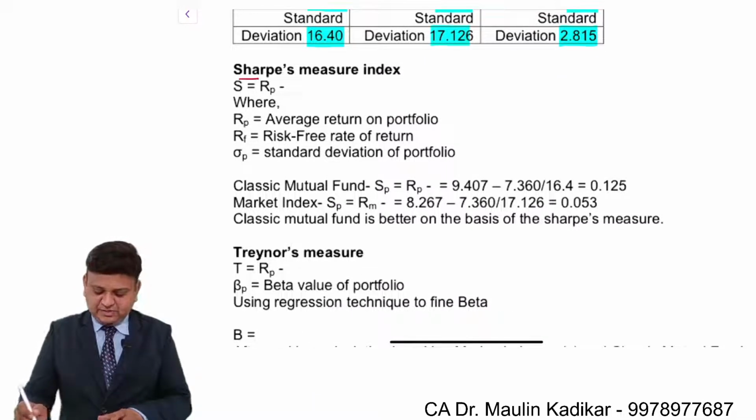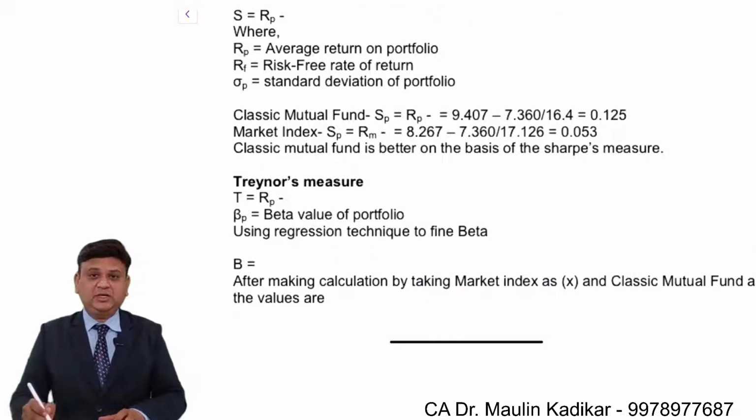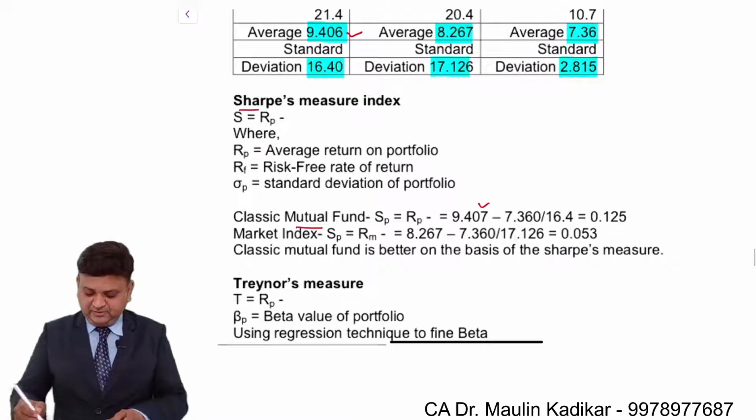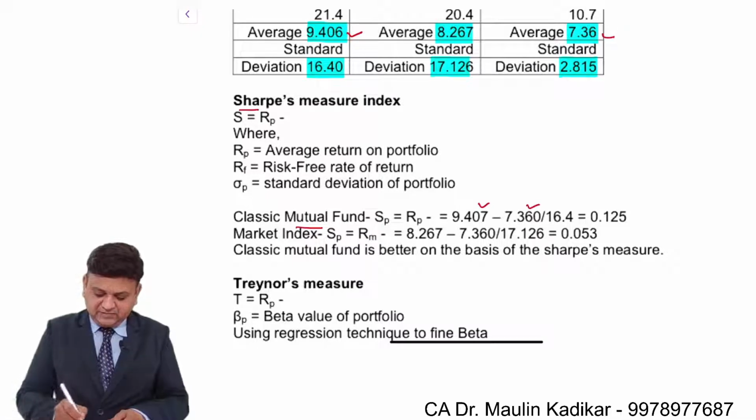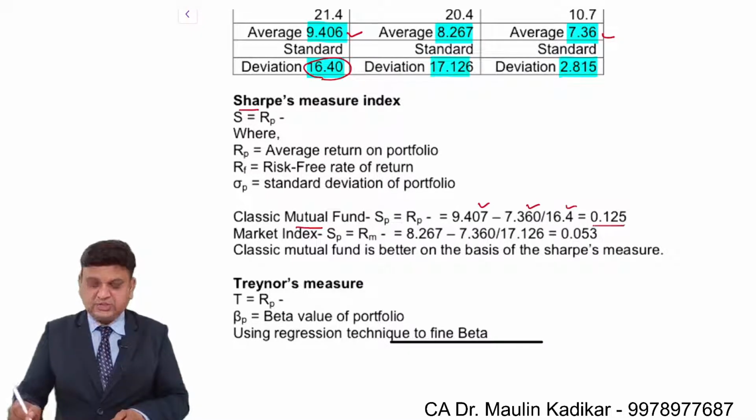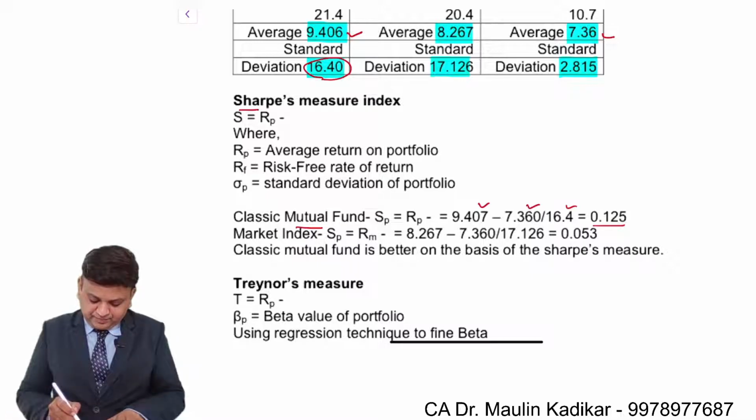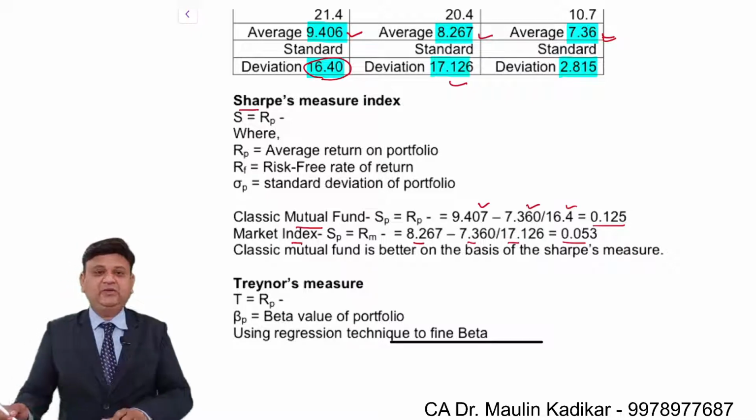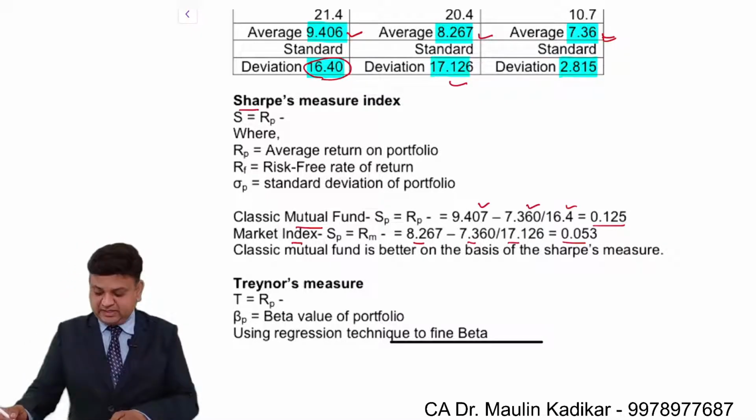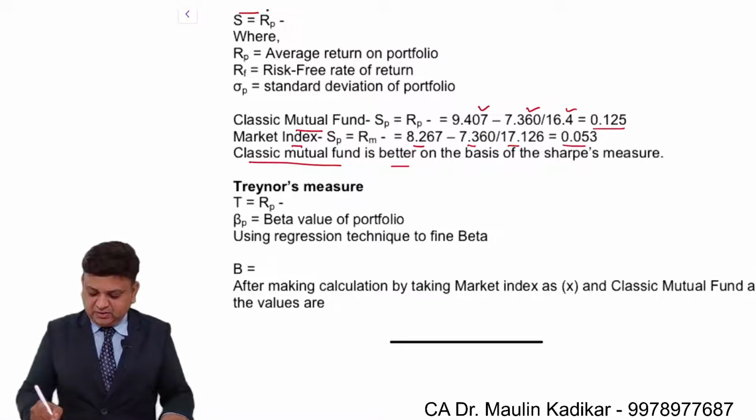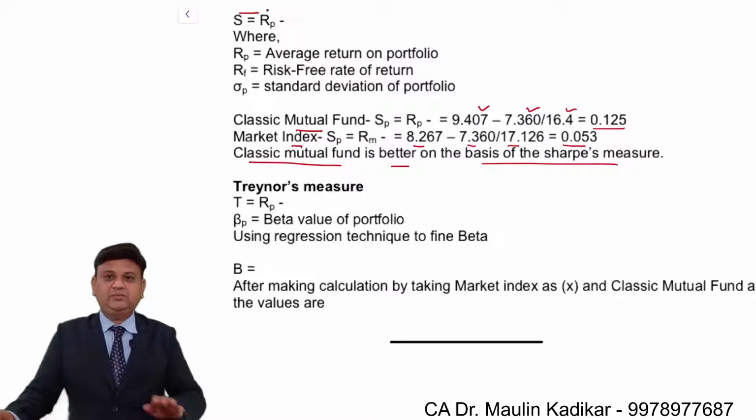As far as the Sharpe ratio is concerned, it is calculated as return for the mutual fund, 9.406 or 7, minus risk-free rate of return, divided by the standard deviation. So this is the return for every 1 unit of risk measured in the form of standard deviation. For the market, again it is RM minus RF divided by standard deviation. This is the way we make the computation of the Sharpe ratio for the market portfolio. So when you make a comparison, the classic mutual fund is better on the basis of the Sharpe measure. So the mutual fund performed better.